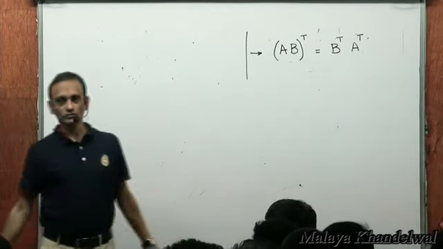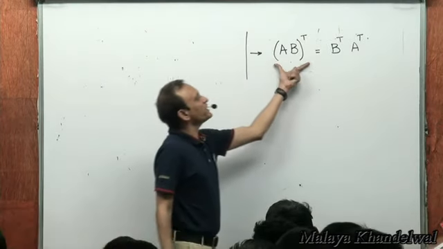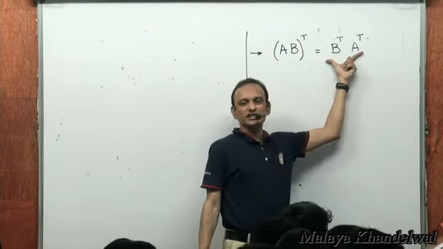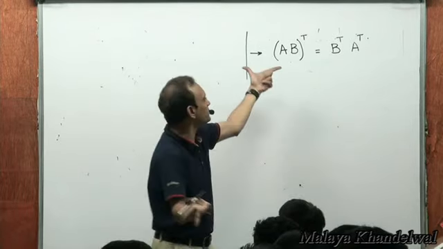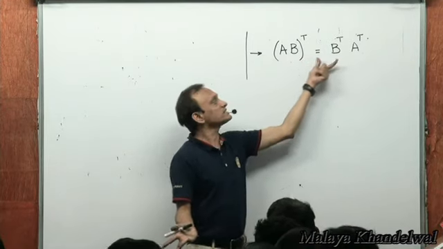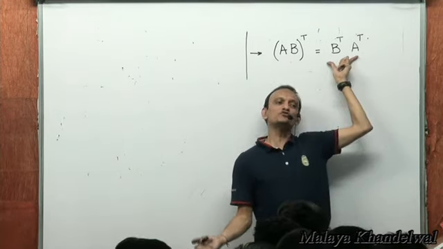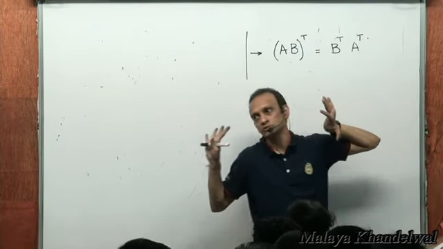Now, if I can show that the ijth element of this is the same as the ijth element of this, then the problem is solved, isn't it? In general, if I can establish that the ijth element of AB transpose is the same as the ijth element of B transpose into A transpose, then this property gets established, right?